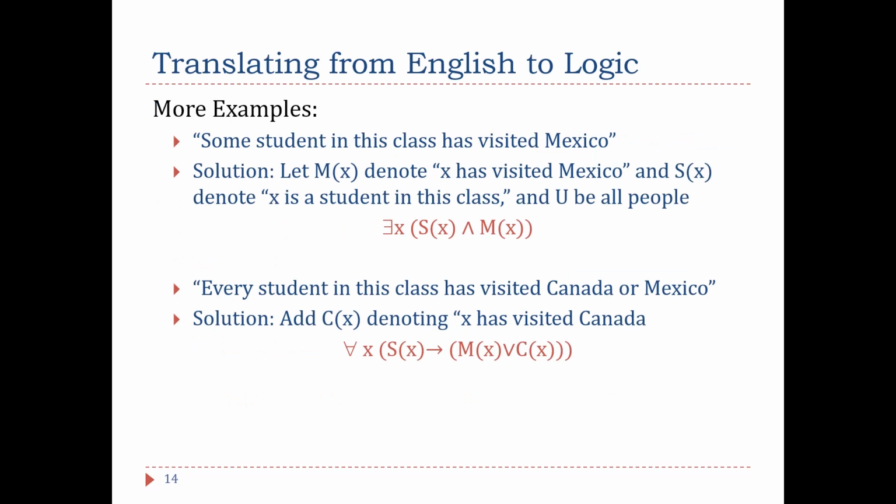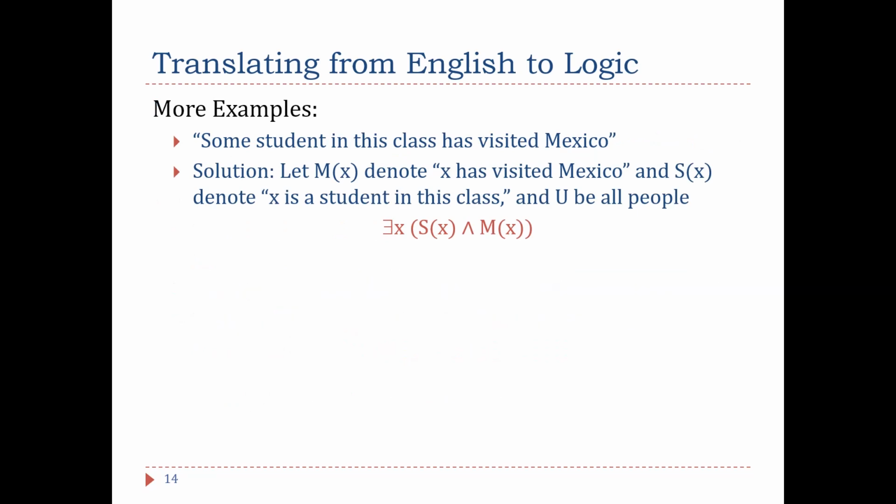Okay, what about this one? Some student in this class has visited Mexico, so the answer is already there. I'm sorry, so actually, you have to refine. Okay, so student in this class is denoted by S of X, and has visited Mexico as M of X.